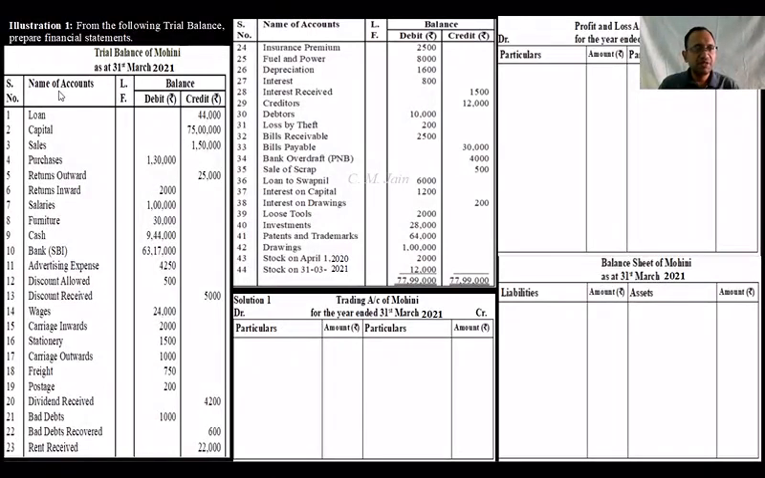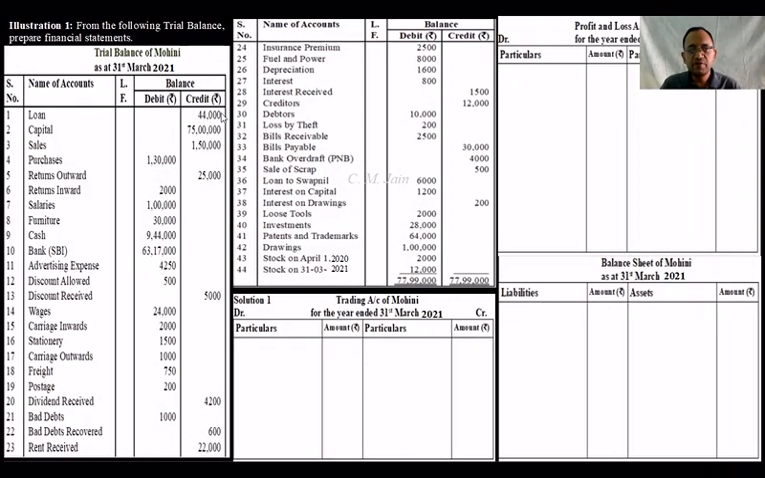Now the first account given in trial balance is loan. Which type of account is loan? It is a liability, right? It is having a credit balance. We are not given whether it is a loan taken or a loan given, but we can find that out by its balance appearing in debit or credit column.